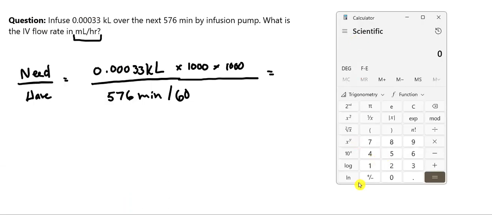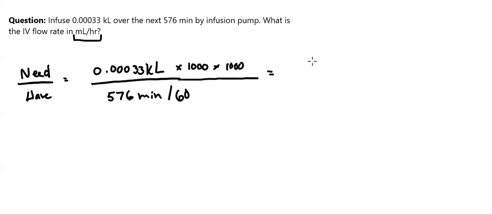Okay, so here are our kiloliters, 0.00033. Let's convert it into liters, convert it into milliliters. As you get more comfortable, you can just do one conversion string instead of doing two separate thousands. I like to do it this way just so I remember I'm not missing a step. But there are multiple different ways to do it. One way or the other, we should end up with 330 milliliters.